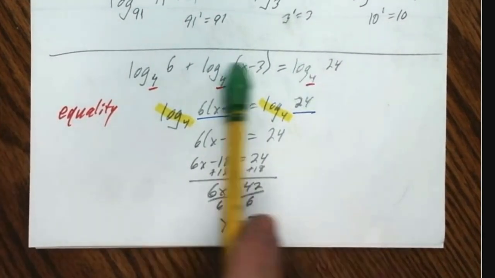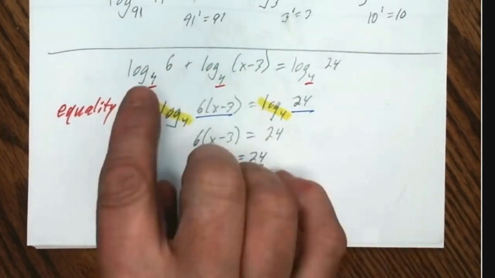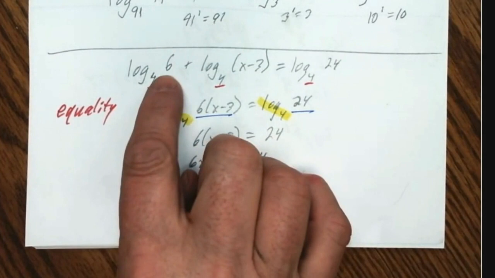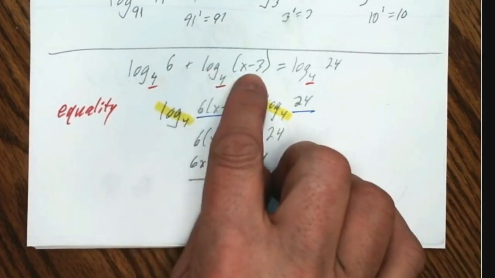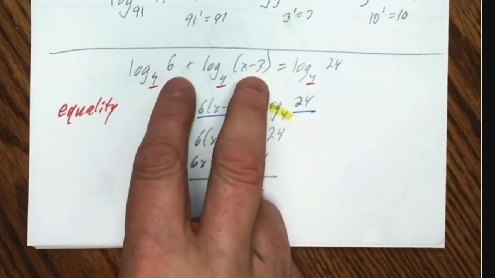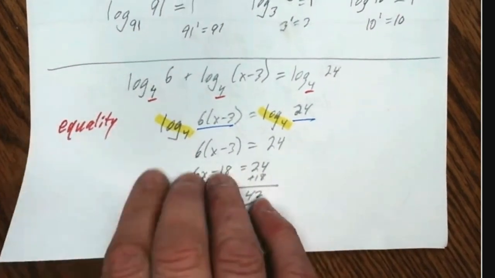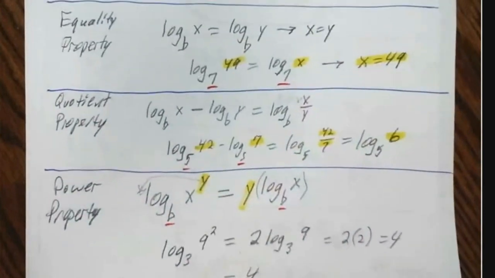So up here, if we substitute 7 in, 7 minus 3 is 4. So log base 4 of 6 plus log base 4 of 4 equals log base 4 of 24, which is the 6 times 4. That's the product property. That works real nicely. All right, so that's a good example. I like that one. Again, using our properties over here, we can solve that. So, all right, let's go back.